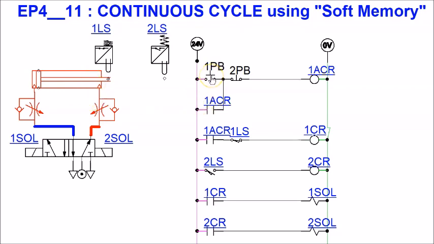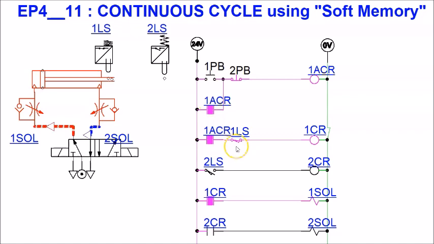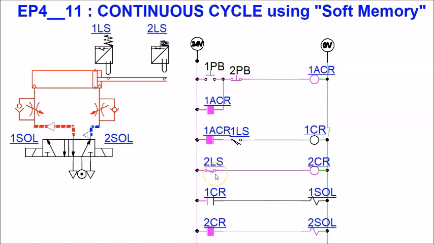So let's try again. When I press 1 PB, ACR is energized, 1LS is normally open held closed, and the moment the piston starts to leave, you can see it opens up. So none of the solenoids is energized, but for now, look, 2LS will be normally open held closed, 2SOL will be energized, and the cylinder will start to retract. So you can see that no solenoid is being energized when the cylinder is actually retracting.